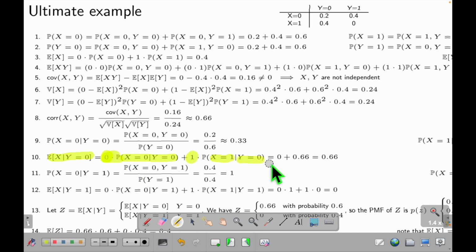So first of all, this is 0, so we get 0. And 1 times whatever value that is. And this particular value is 0.66, so therefore we get 0.66.